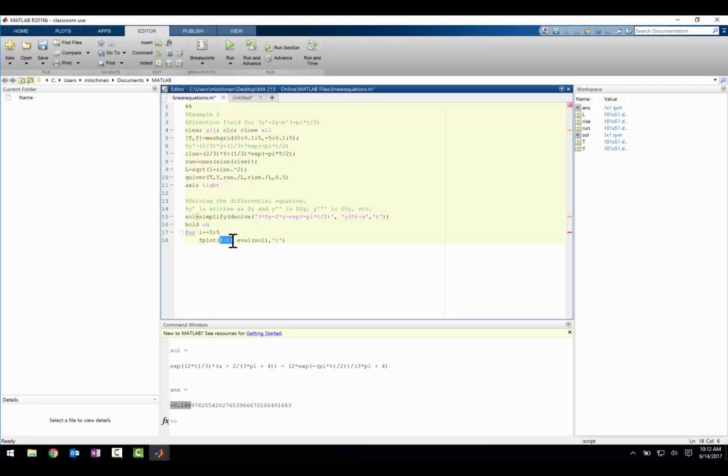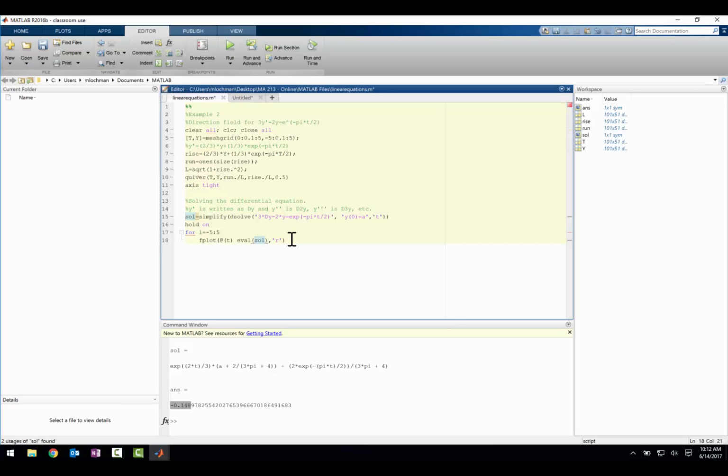This tells MATLAB that the function is going to be a function of t. This command's needed because sol is a symbolic argument, and fplot needs autonomous functions. So this just says to evaluate this expression using this variable.